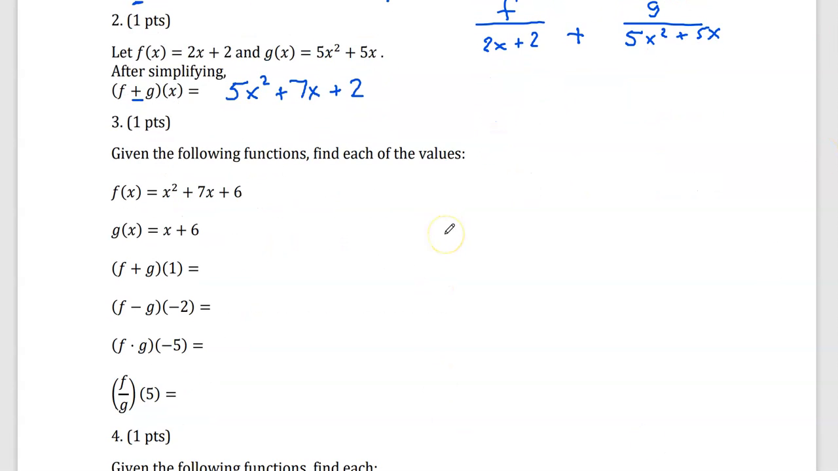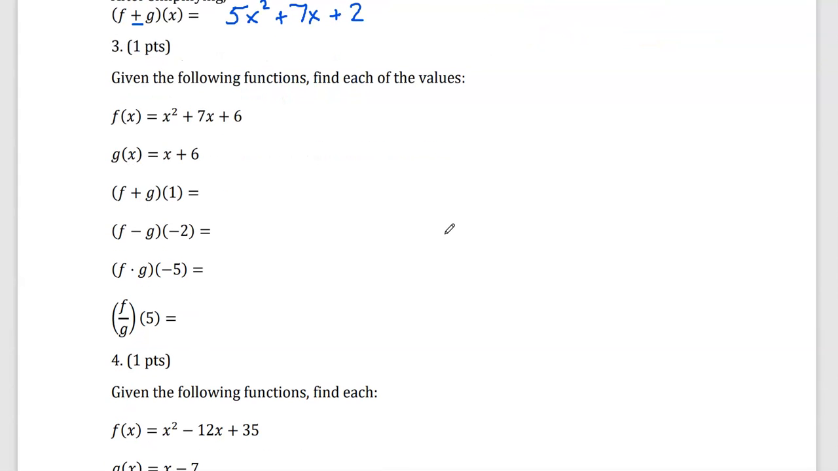Now coming further down here, and I'm going to do it another way. I'm going to establish a table here. We're looking for the value at 1, -2, -5, and 5. Let's just put those values here and make a table. And we'll have the x value of 1, -2, -5, and 5.